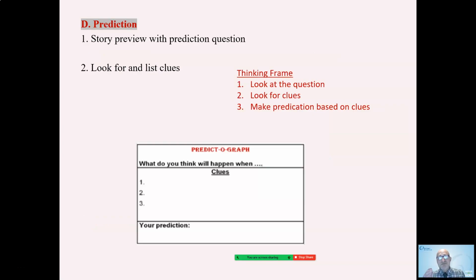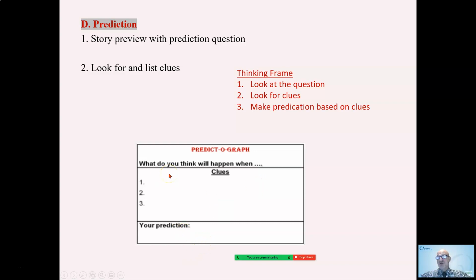All right, same with a prediction. Predicting is not simply making a guess. It's making a prediction based on clues on what we think will happen. And again, you provide the question up front. What do you think will happen when? And then students are reading for purposeful intent, and they have their prediction.